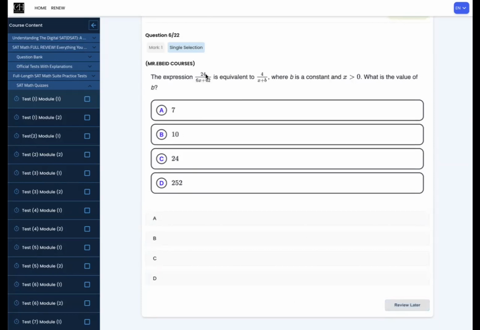The expression 24 over 6x plus 42 is equivalent to 4 over x plus b, where b is a constant and x is greater than 0. What is the value of b? In this question, you can simplify this expression by dividing both the numerator and denominator by 6. 24 divided by 6 will be 4. 6x divided by 6 will be x. And 42 divided by 6 will be 7. Compare between both. So b equals 7, so the answer is B. So it's 7.